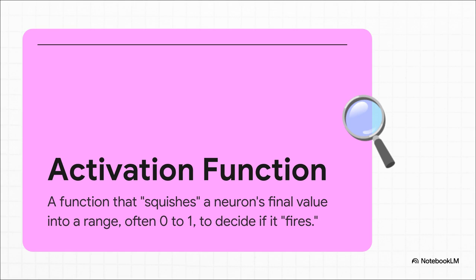And this function has a really simple job. It just squishes whatever that final number is into a clean, predictable output, usually something between 0 and 1. It's like the neuron's final decision. How loud am I shouting right now?